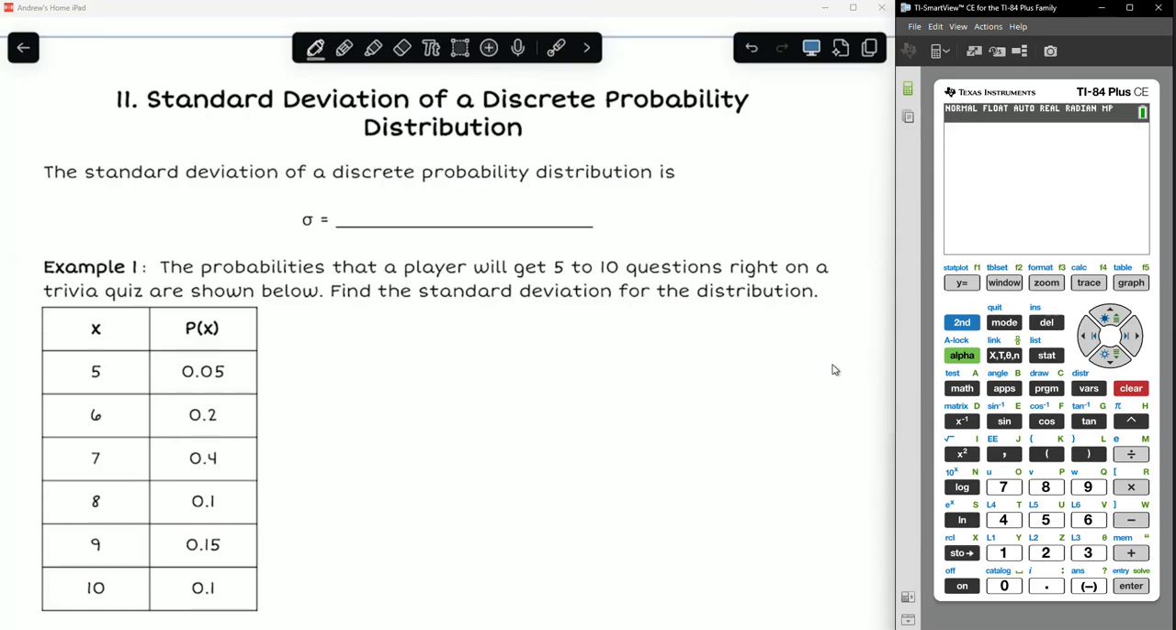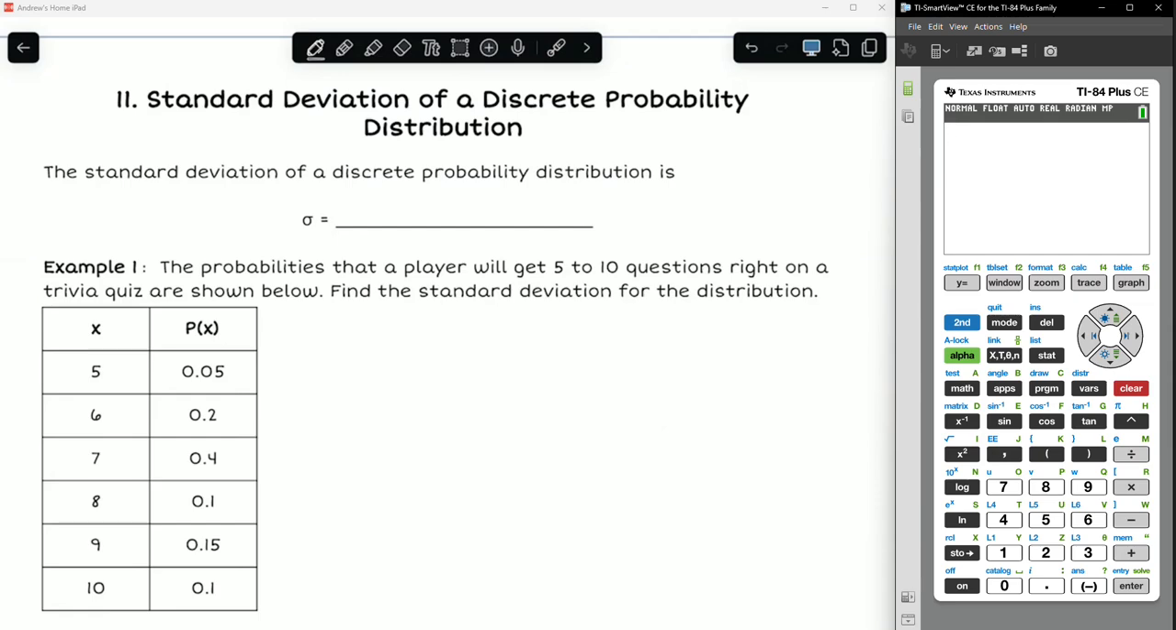In this video, we're going to talk about the standard deviation of a discrete probability distribution. In other words, we're going to talk about the spread of the distribution about that expected value that we calculated in our last video. And I'm going to warn you before I put the equation up, it's ugly. So in this video, I'm going to show you how to do it both by hand and with a calculator.